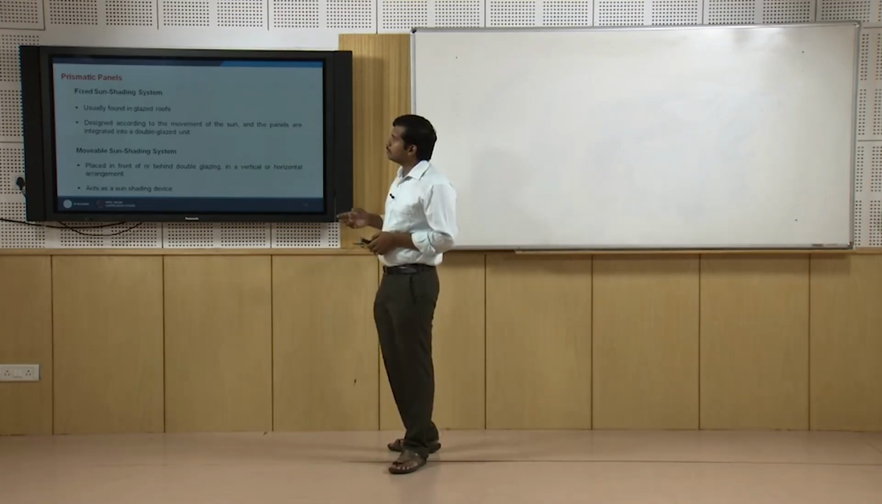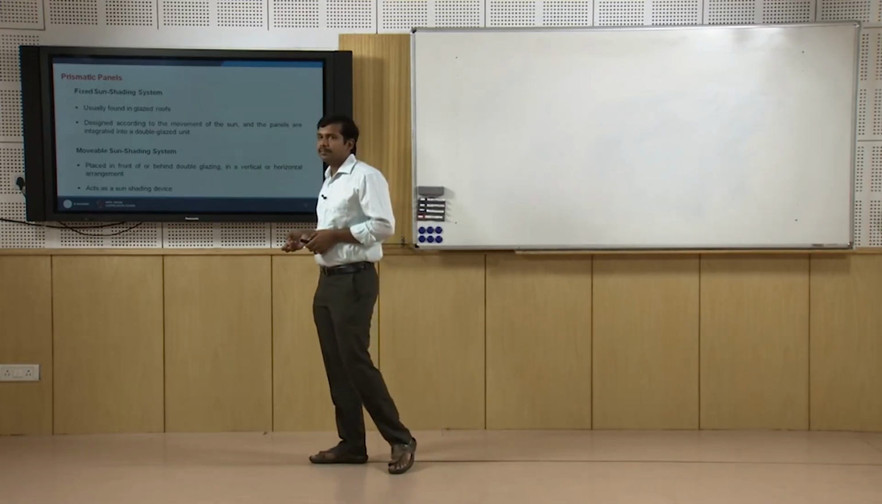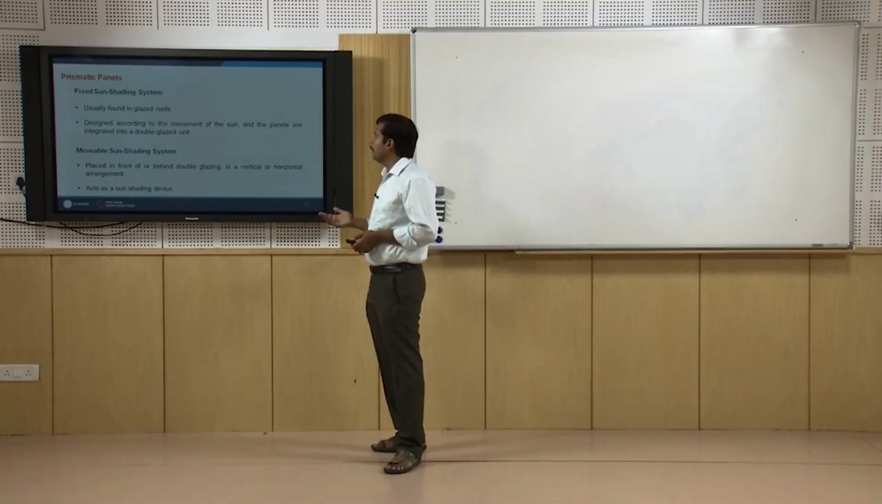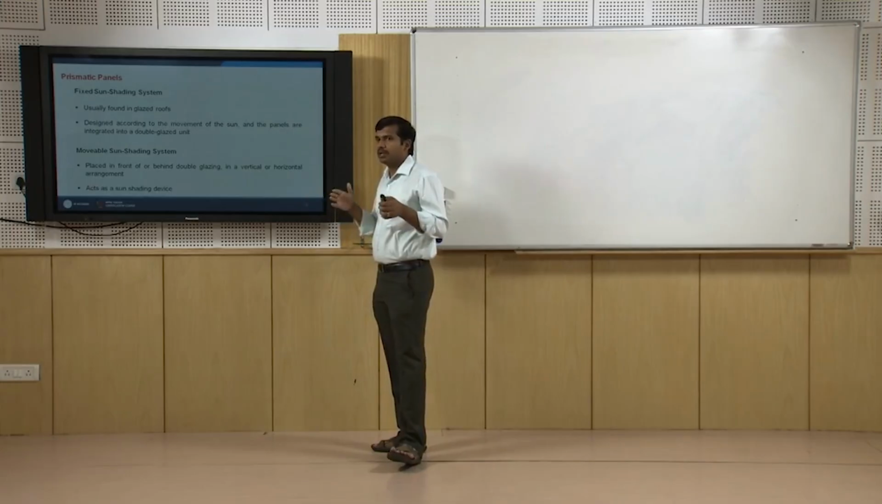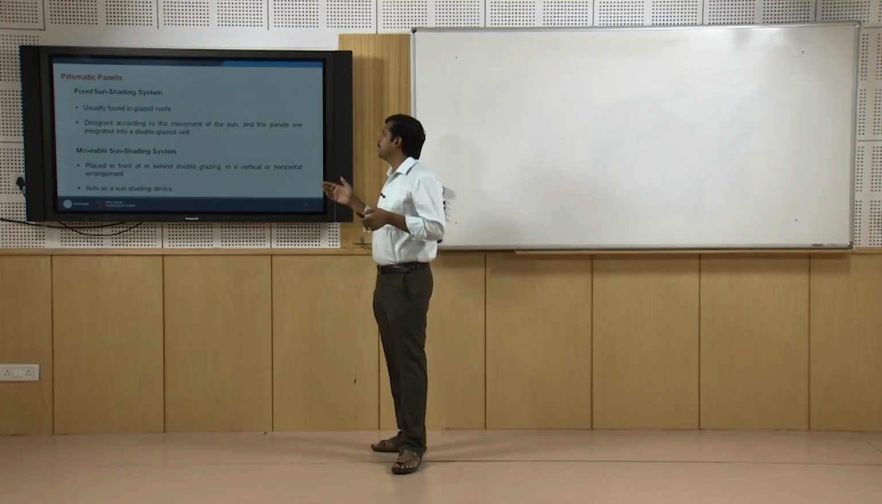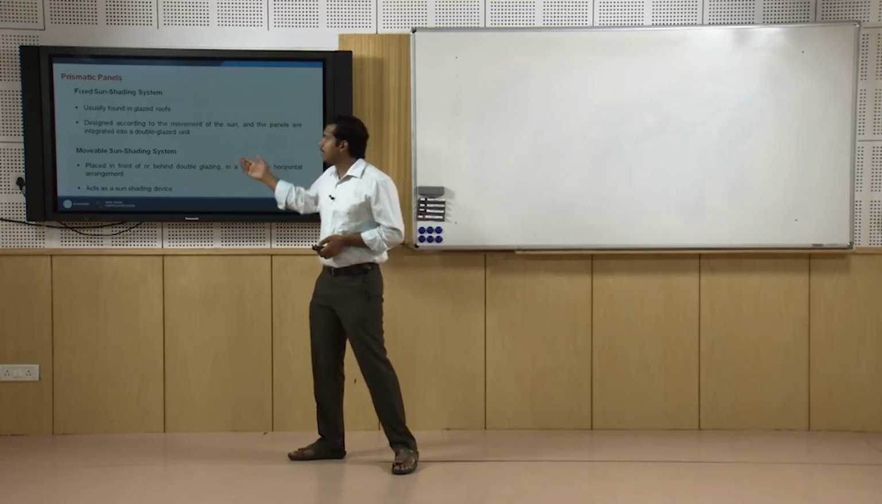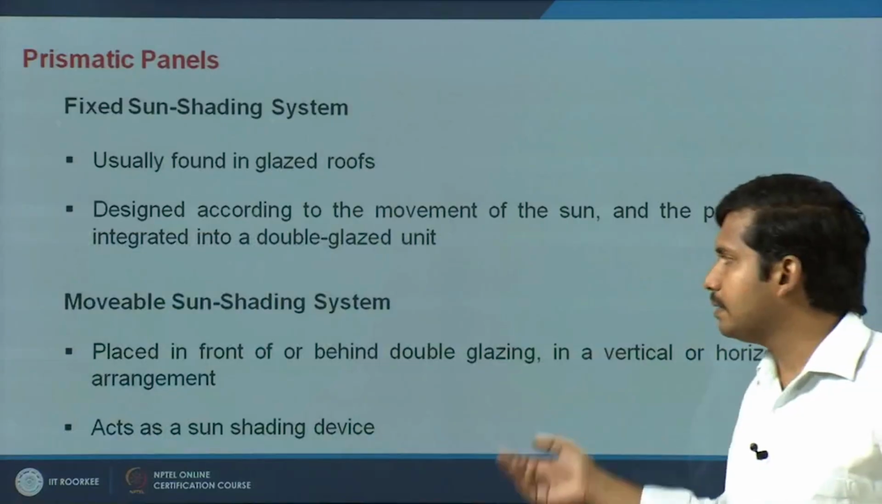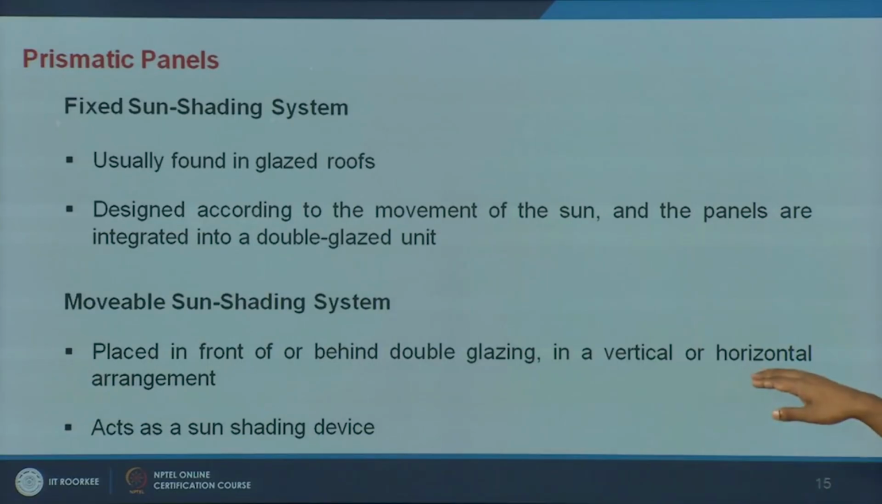The other types include fixed sun shading systems. They are typically seen in glazed roofs. They can track the movement of the sun and move automatically, or they can be adjusted, or sometimes they are integrated into the double glazing unit. There are also movable sun shading systems, where they are placed in front of the double glazing system, behind it, or sometimes inside it. They also act as sun shading devices.